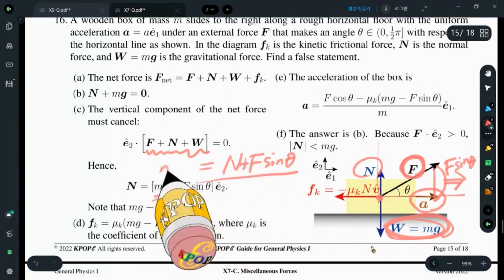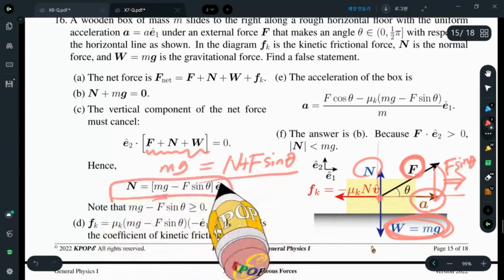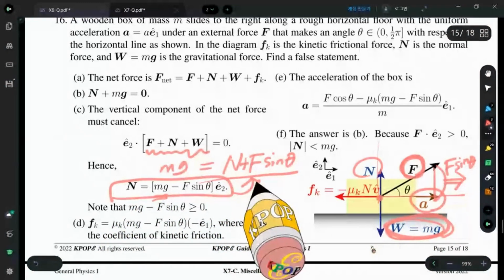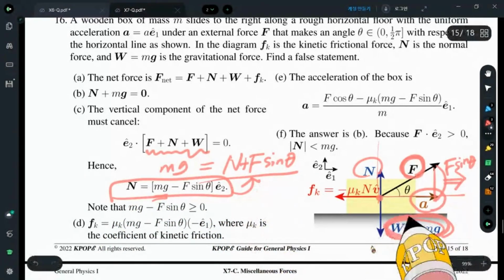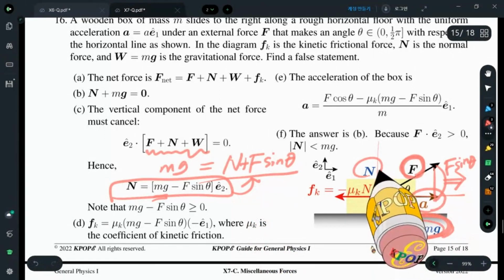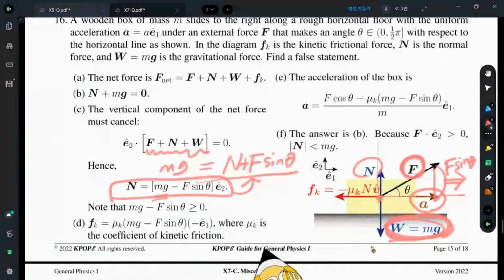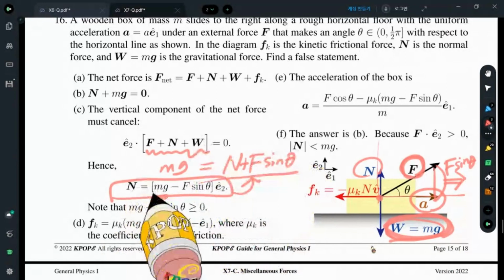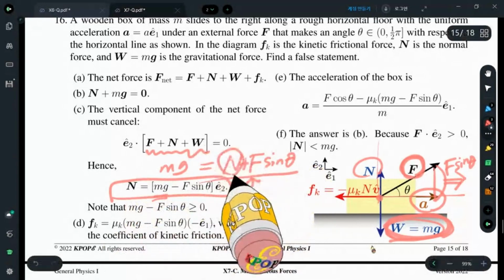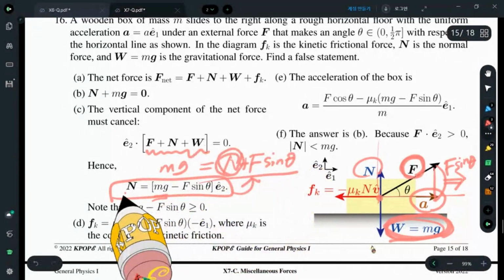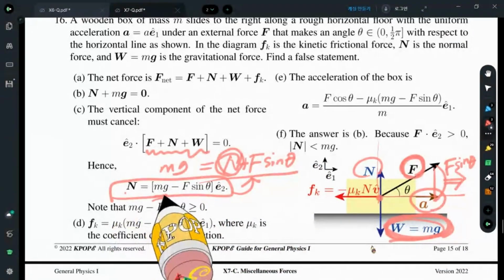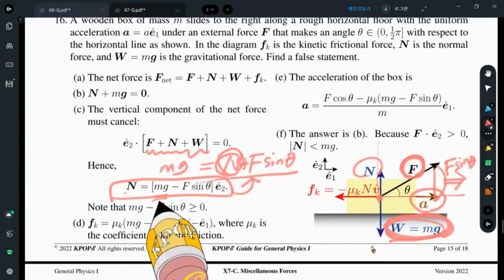their sum must be the weight. So this is the same as this. Okay? This weight is sustained by the sum of the normal force and the vertical component of F. Because of this, I can determine the magnitude of the normal force. Once the magnitude of the normal force is determined, I can compute the kinetic frictional force.